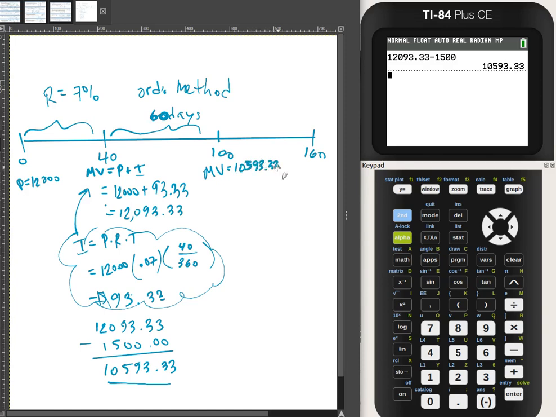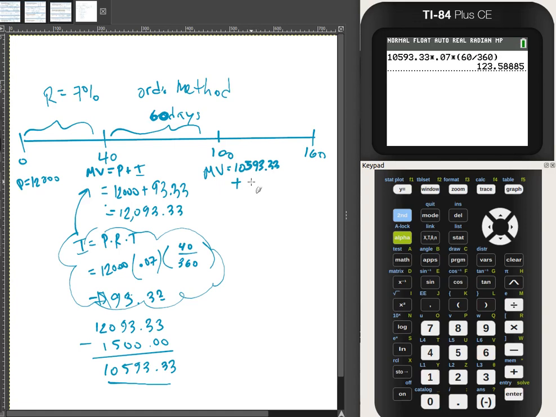We would like to add the interest that we're going to get during this period, which of course is going to be the principal times the rate times the time. And that principal is the 10,593.33, and then times the rate, which is 0.07, and then times also the time. The time in this case has been going on for 60 days, and it's the ordinary method, so out of 360. That's how much time we've gotten interest up until now when we make another payment.